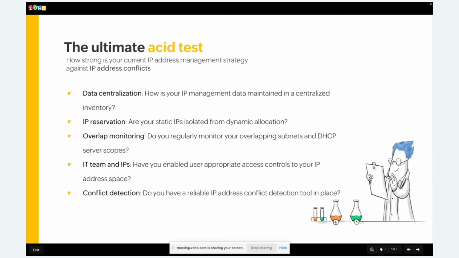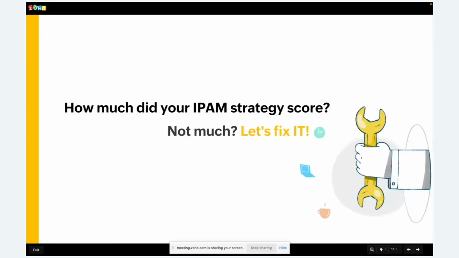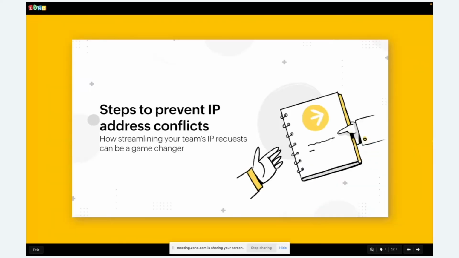So these are my 5 questions, and I hope you compared them with your current IPAM strategy. How much did your IPAM strategy score? Do you have all 5 or just 2 or just a couple of the points we discussed? Well, even if it is not much, let's dive into the most interesting part and see how you can fine-tune your IPAM strategy in ways to prevent IP address conflicts from happening in your network.